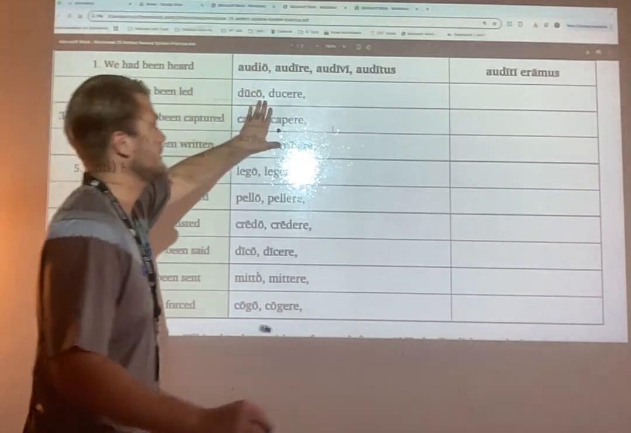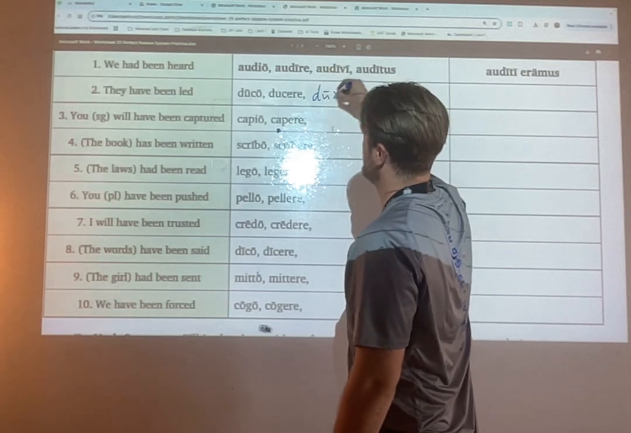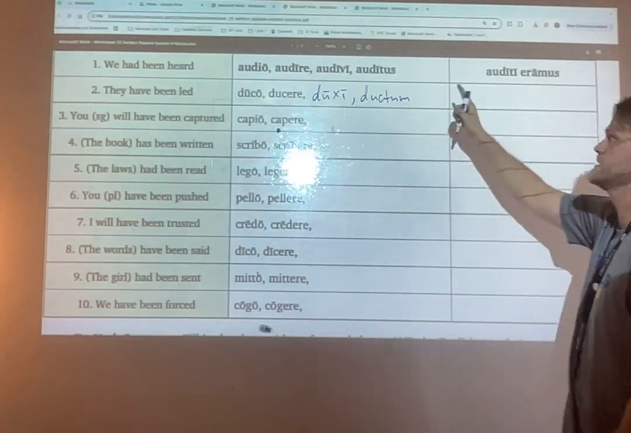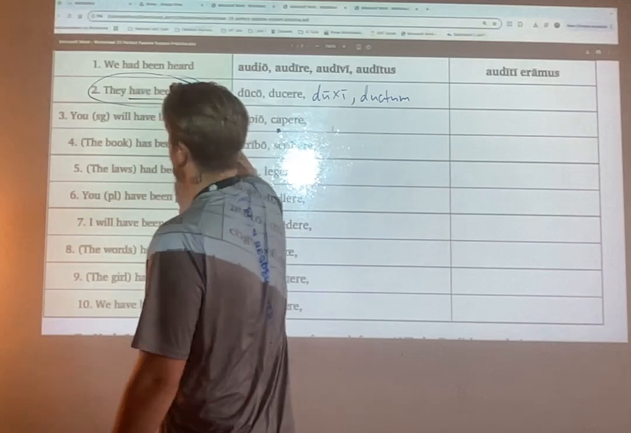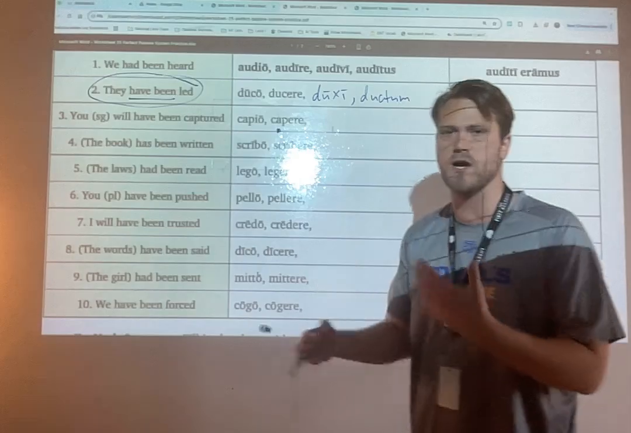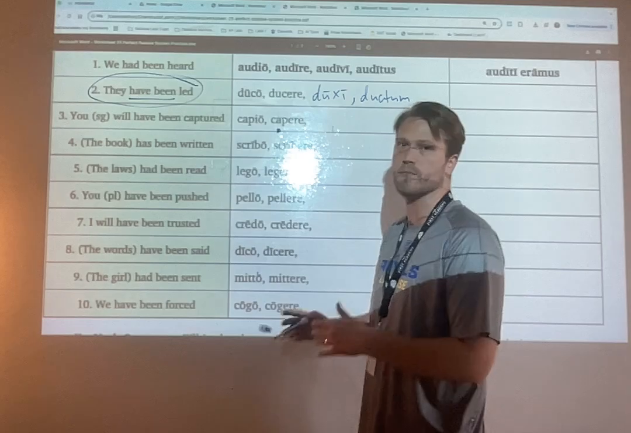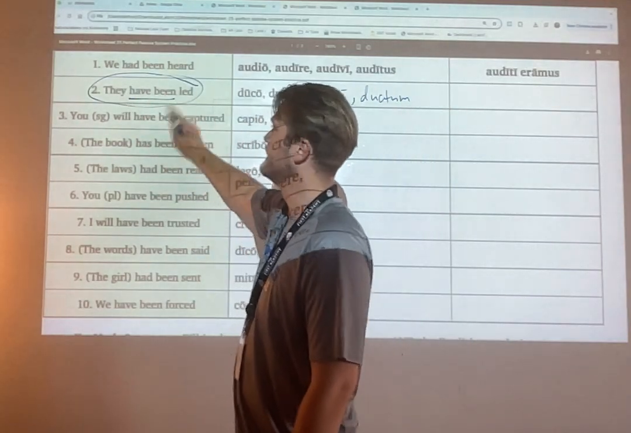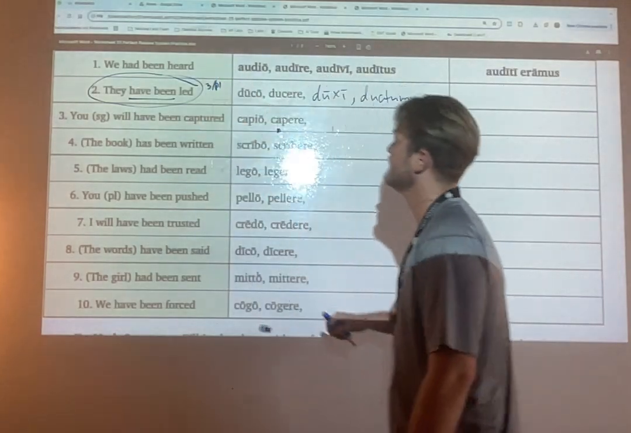Number 2, I'm pretty sure all of us already did this one, but I'm just going to do it anyways. I'm going to finish writing the principal parts out. Duco, ducere, duxi, ductum, those are the principal parts. And the verb that we have here is they have been led. Have been or has been, any of those have or has helping verbs, those are perfect. So this is they have been led, perfect passive. They is third plural, perfect passive.